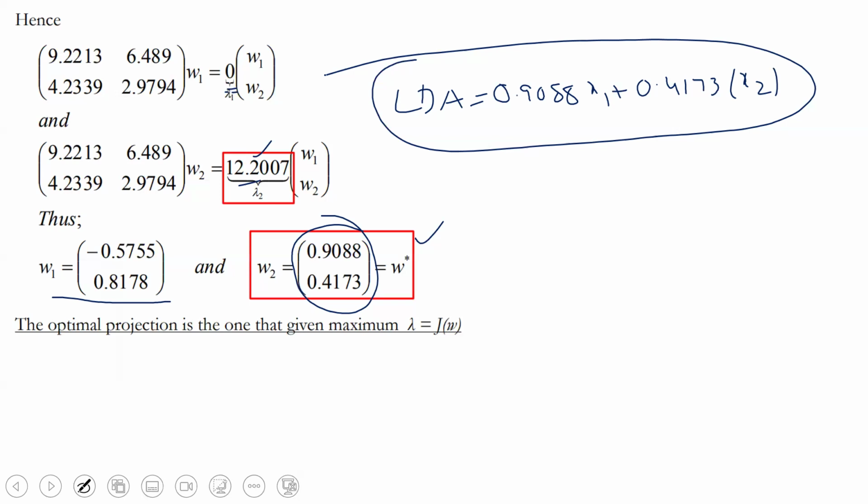Singular value decomposition. What does PCA stand for? What is the full form of PCA? Principal component analysis. What is LDA? Linear discriminant analysis.